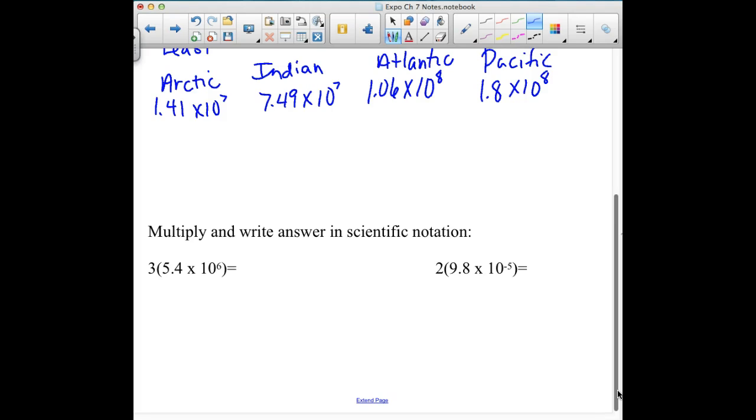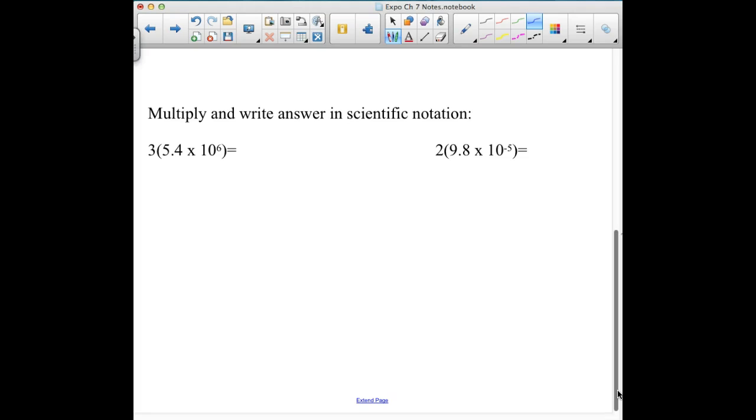It says multiply and write your answer in scientific notation. Now the common mistake is for students to see that front number, in this first one a 3, and think that they have to distribute. But you only distribute if this is a positive or negative in here. It does not work for multiplication. So if we think of this in a different format, we are really saying we're taking 3 times 5.4 times 10 to the 6th. All right, and we can simply multiply these two parts together.